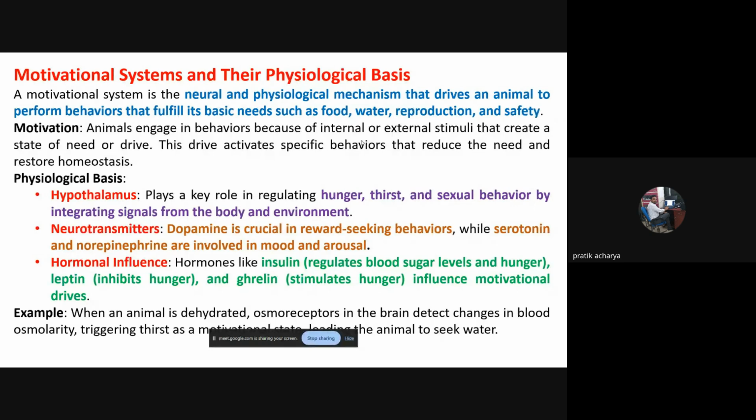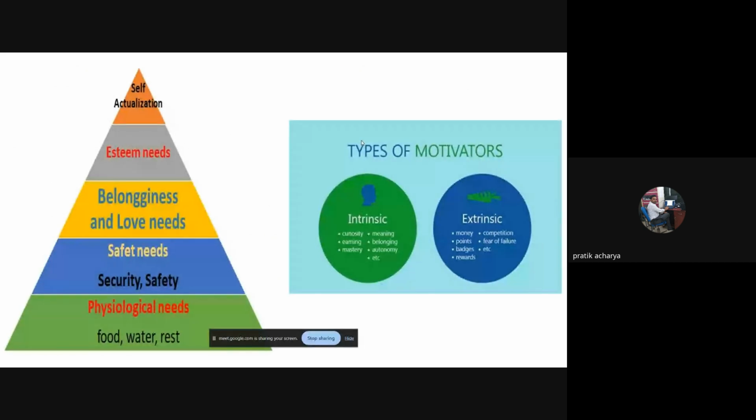So there are different examples to maintain different homeostasis and physiological activities. When an animal is dehydrated, osmoreceptors in the brain detect changes in blood osmolarity, triggering thirst. If we are dehydrated, we need more water. Then the thirst condition develops in our body to take in more and more water. That kind of action is performed by the body's neural system. So these are different pictorial presentations of different types of motivation, intrinsic motivation and extrinsic motivation. These are very peculiar structures for motivation.